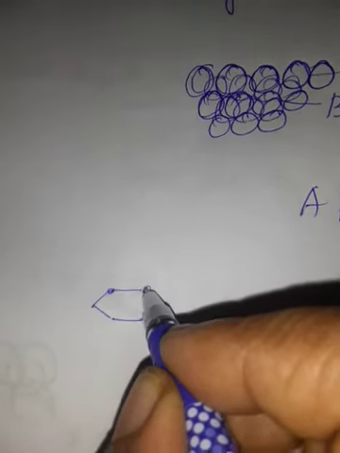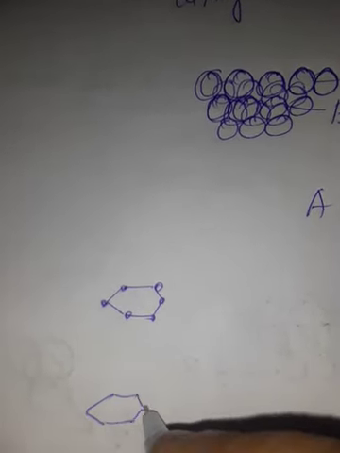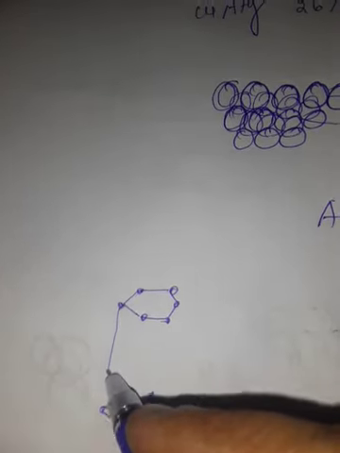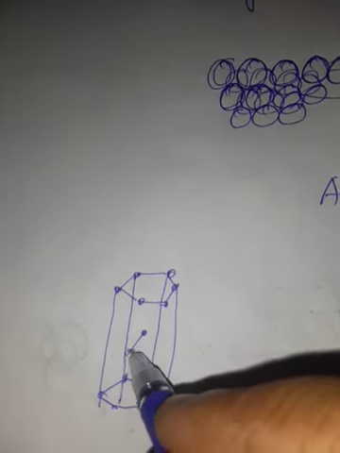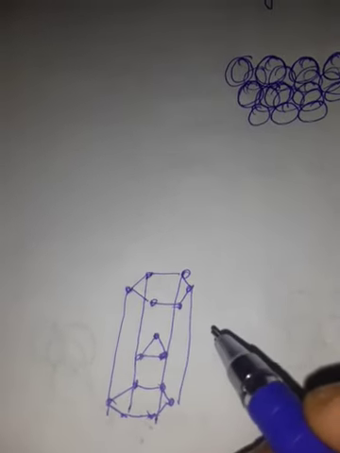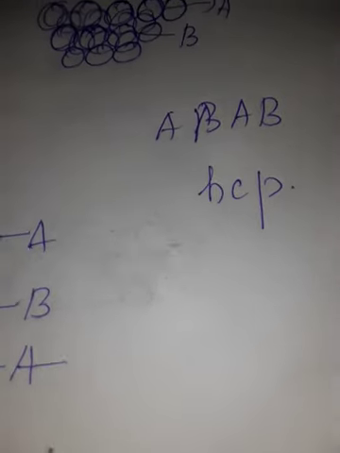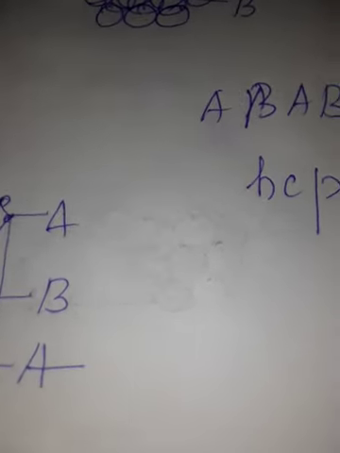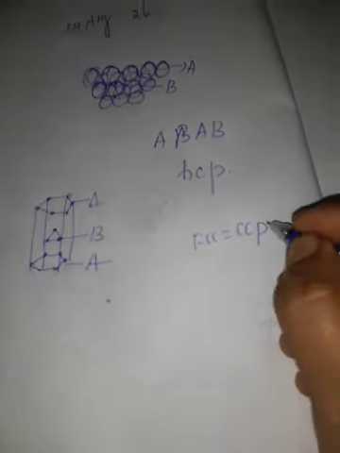So regarding the structure here, it has the shape of a hexagon. Layer A, this is layer B, and this is layer A. This is the shape of a hexagon. So this is called hexagonal close packed structure. So here FCC, equal to CCP, cubically close packed structure, is equal in packing efficiency to HCP.